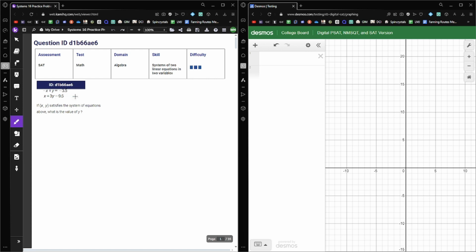We have these two equations right here. If (x, y) satisfies the system of equations above, what is the value of y? So basically, we have to find y. To do this, let's just plug it into Desmos.